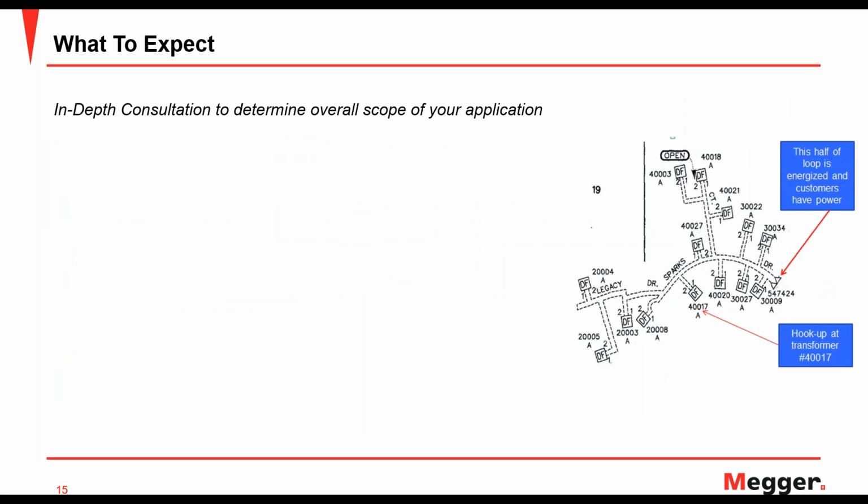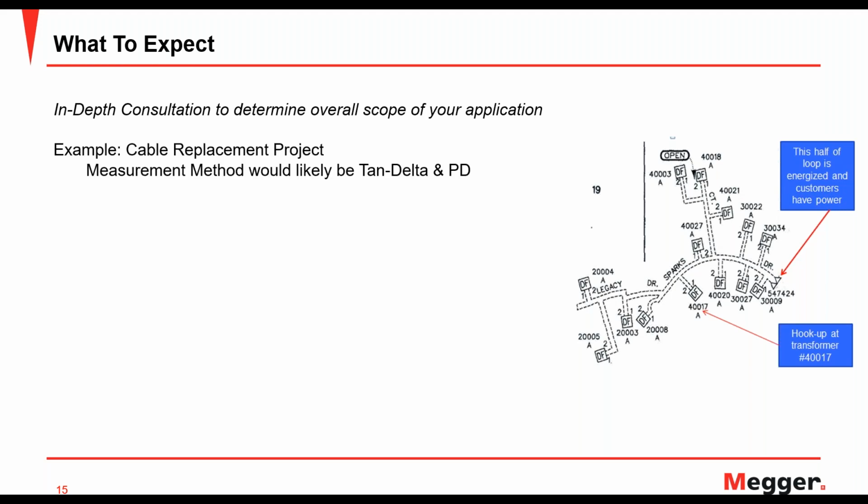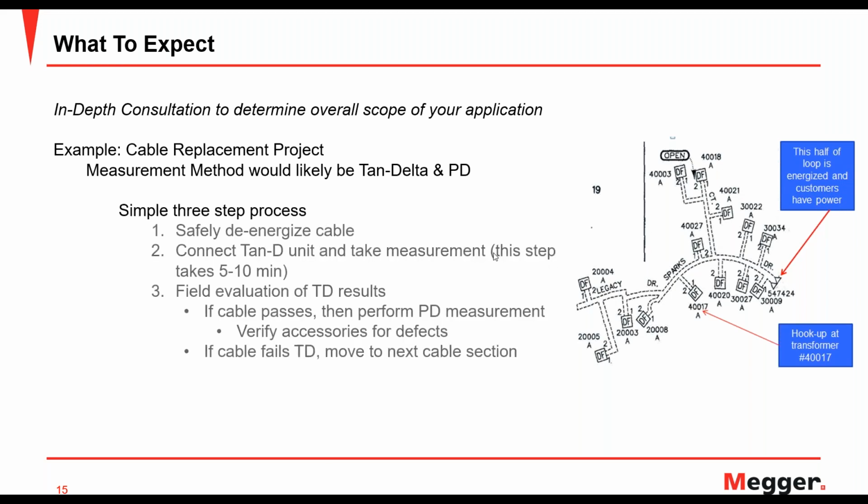So here is an example of what to expect with an in-depth consultation to determine the overall scope of your application, which in this case is a cable replacement project. And the measurement method in this case would likely be tan delta and partial discharge, in which the 3-step process would be to first safely de-energize the cable. Second, we'd connect the tan delta unit and take our measurement. This is approximately 5 to 10 minutes here.